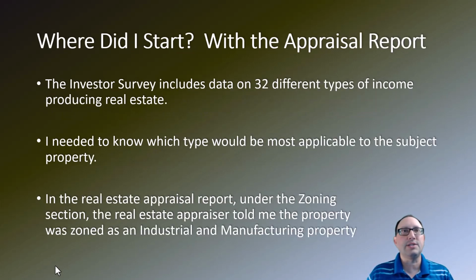But anyway, where did I start? I looked at the real estate appraisal report because I needed to know what type of property I'm playing with. In the investor survey, it describes 32 different types of income generating properties. I needed to know which one to look at to come up with the market rental rate, or to have the real estate appraisal data help me figure out what the market rental rate should have been. In the real estate appraisal report, under the zoning section, the real estate appraiser told me that the property was zoned as an industrial and manufacturing property.